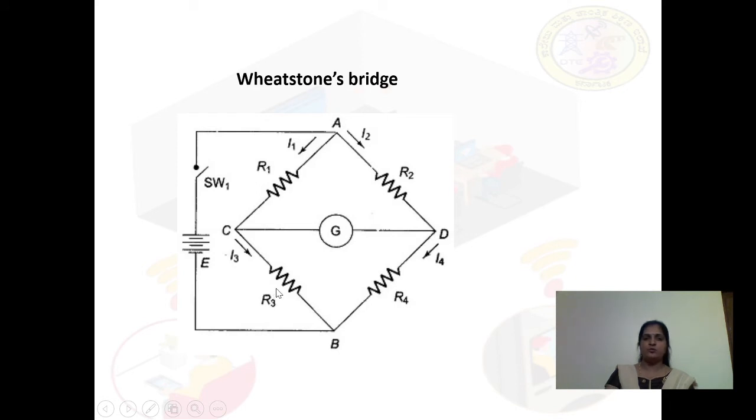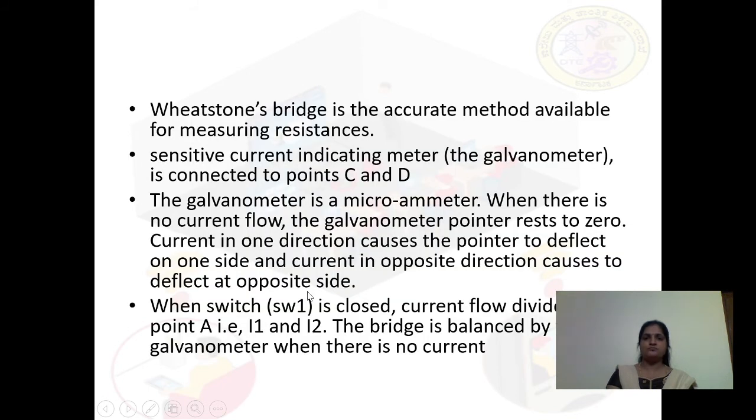This is about the working and construction of the Wheatstone bridge. And this Wheatstone bridge is an accurate method available for measuring resistance. And here the sensitive current indicating meter, that is nothing but the galvanometer, is connected to the points C and D. And this galvanometer is a microammeter. When there is no current flow, the galvanometer pointer rests at 0. Current in one direction causes the pointer to deflect to one side, and current in the opposite direction causes the deflection to the opposite side.